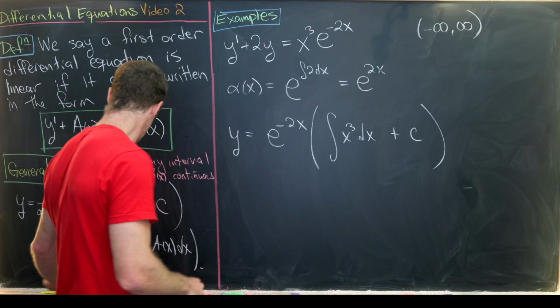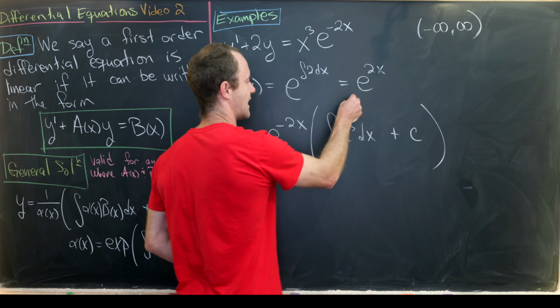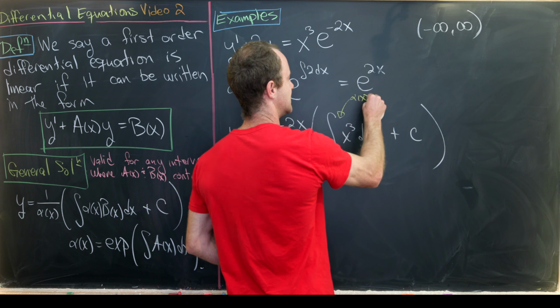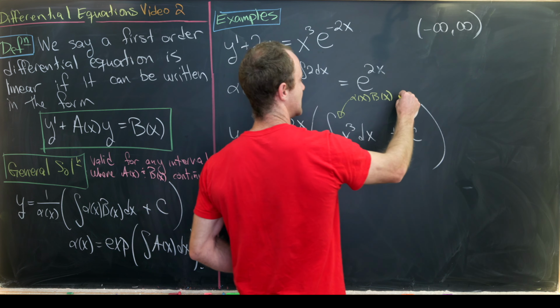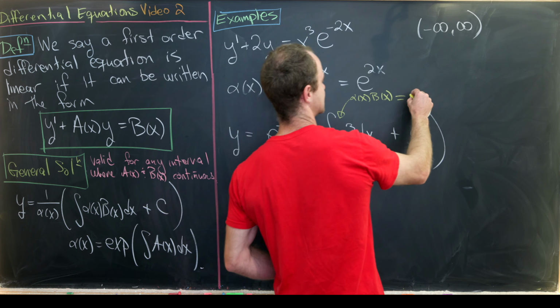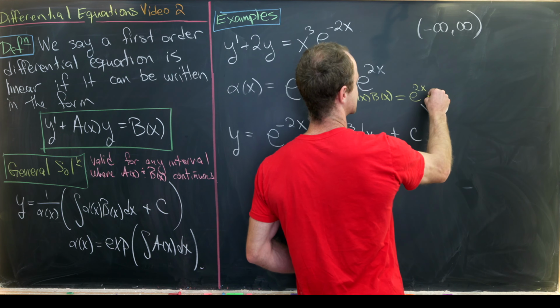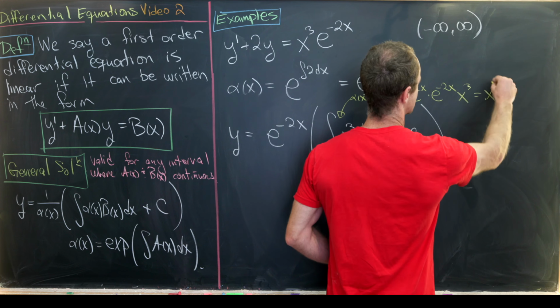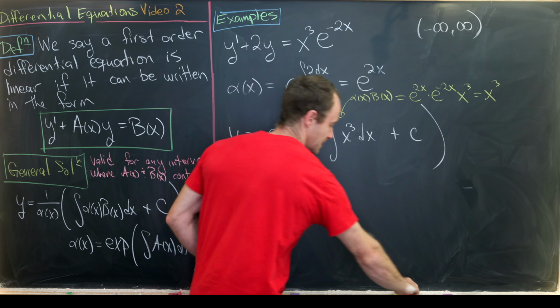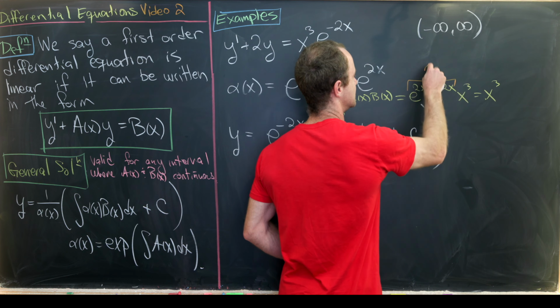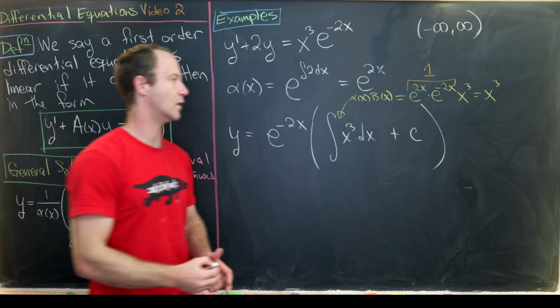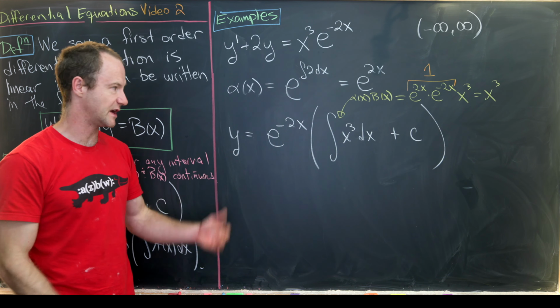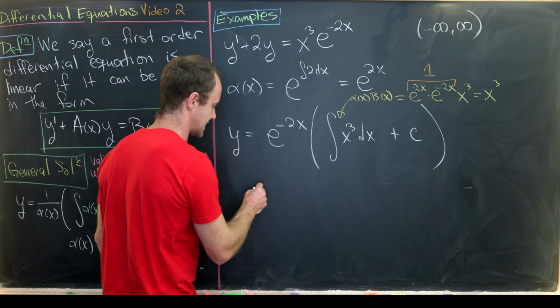Okay, well, let's maybe be a little bit more clear than that. This is my alpha of x times b of x. And here we're using the fact that e to the 2x times e to the minus 2x times x cubed is just equal to x cubed, because these two guys just multiply to the number 1. Okay, now we're ready to finish this thing off just by taking an antiderivative.